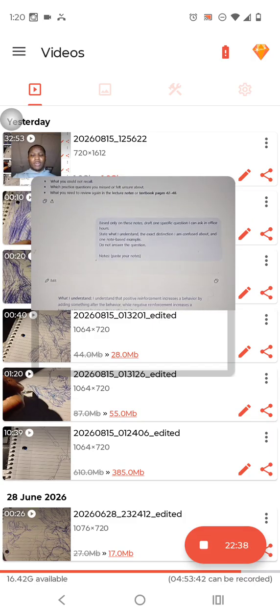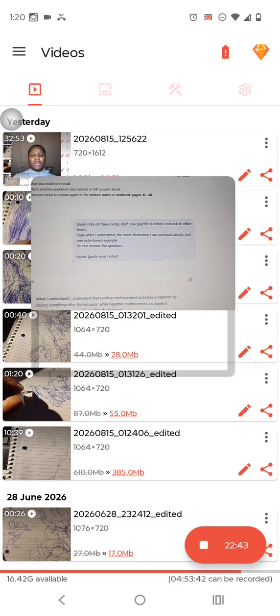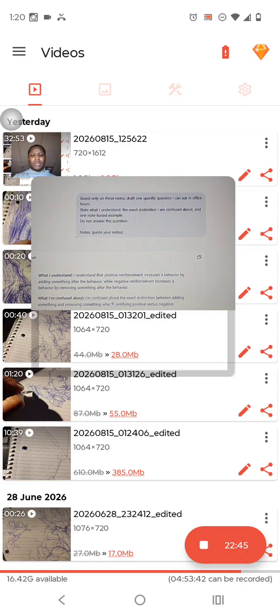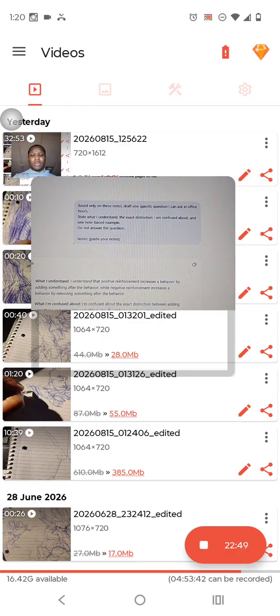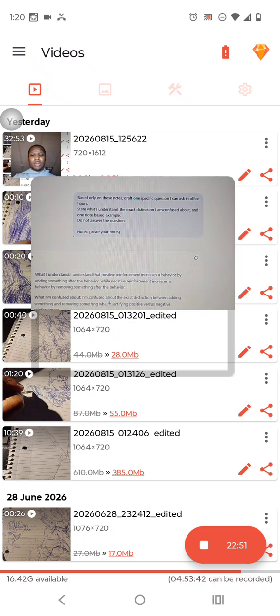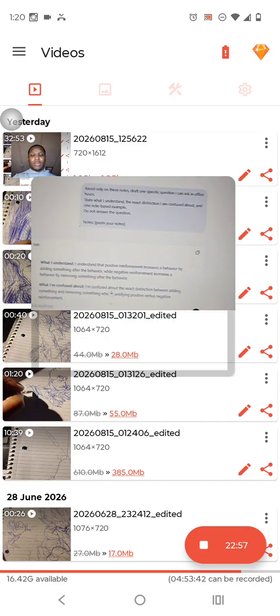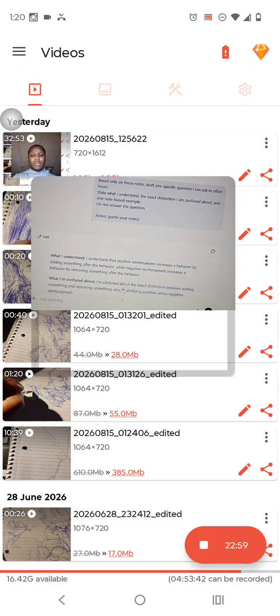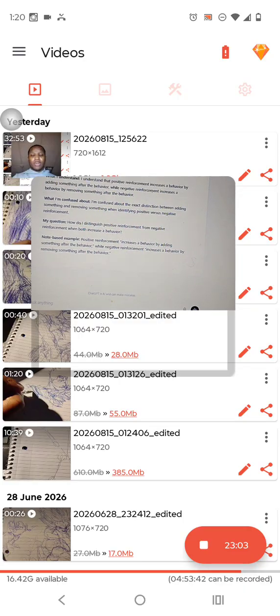And then number 5 is based only on these notes. Draft one specific question I can ask in office hours. State what I understand, the exact distinction I am confused about, and one note-based example. Do not answer the question. Then you'd paste your notes. I've spoken to ChatGPT and it remembered this time. Let me just make sure.